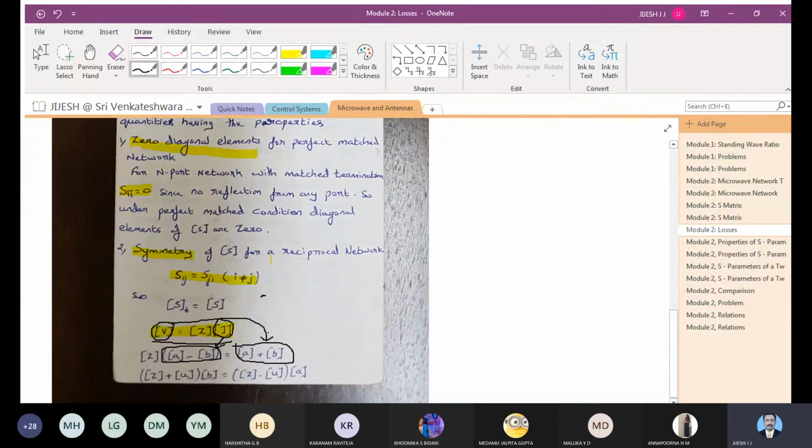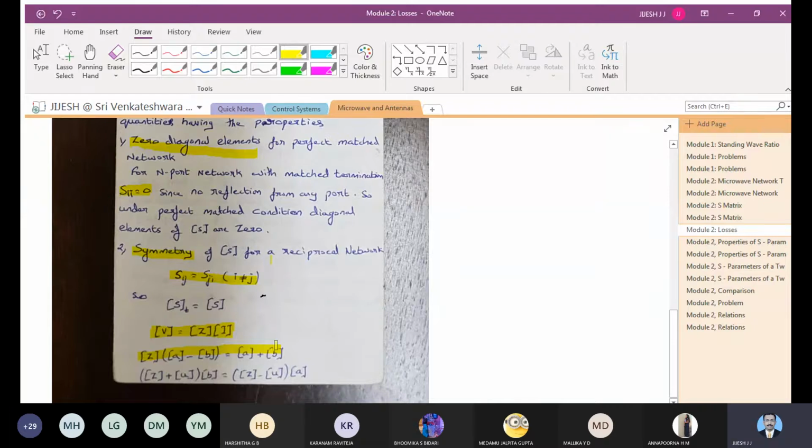When I move on further, I am going to use the unitary matrix. You can note down that matrix V is equal to matrix A plus matrix B, and matrix I is equal to matrix A minus matrix B. Then you substitute these things here and you get the second equation, that is matrix Z into (matrix A minus matrix B) is equal to matrix A plus matrix B.